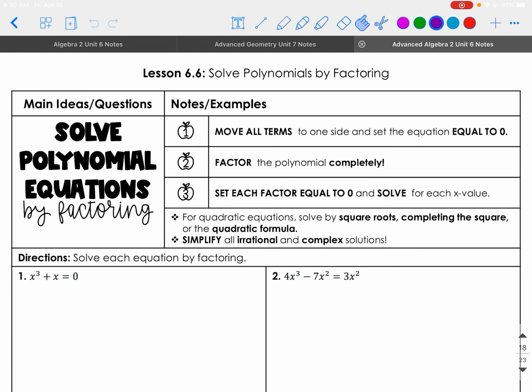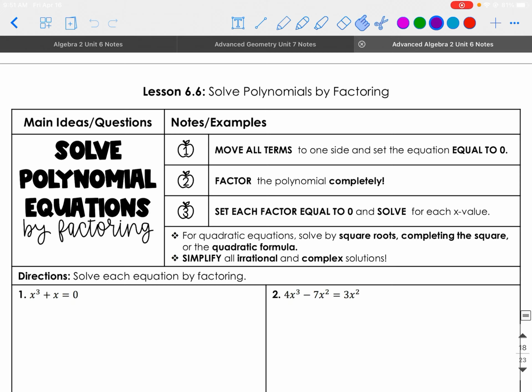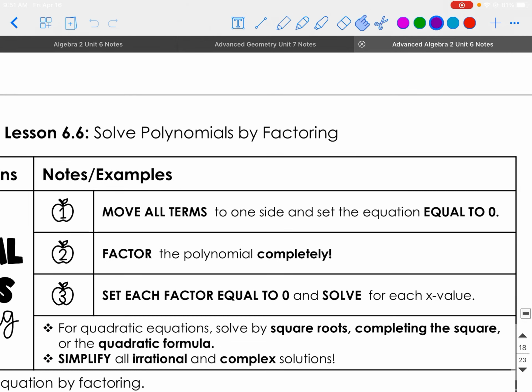Hey guys, in this video we are going to be doing lesson 6.6. So we're solving polynomials by factoring. This means that when we solve them, we're finding the x-intercepts. And you're not going to be happy with me, but you are going to have to be using the quadratic formula and those imaginary numbers, what you learned in quadratics. We're going to have to refresh on that.